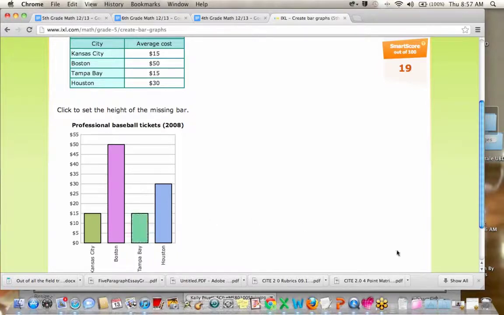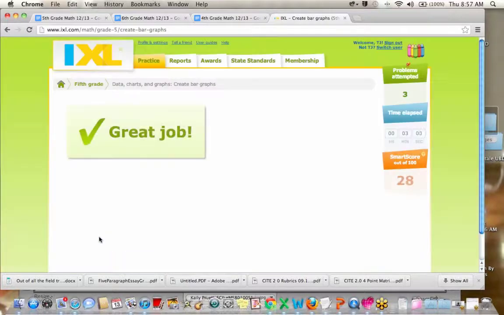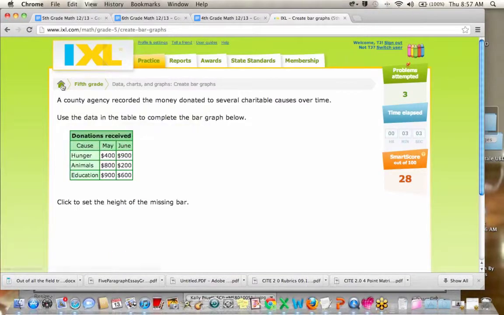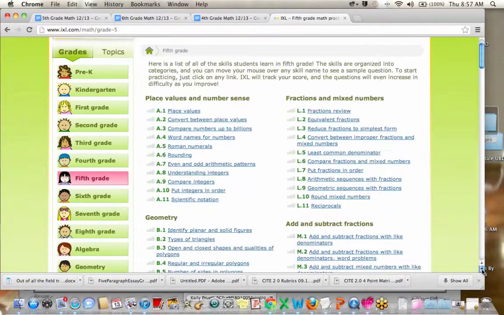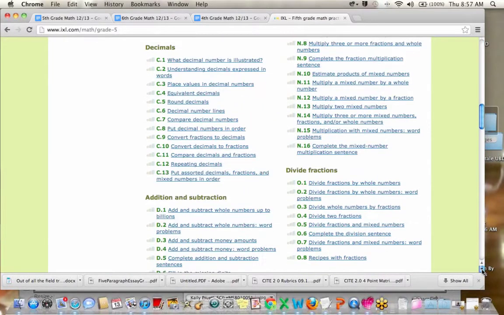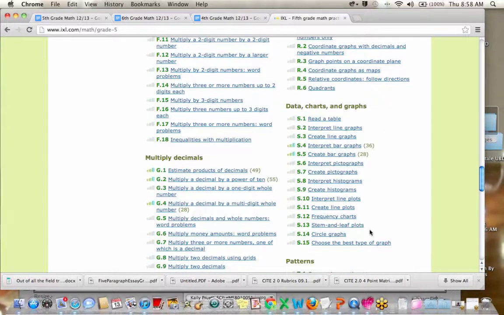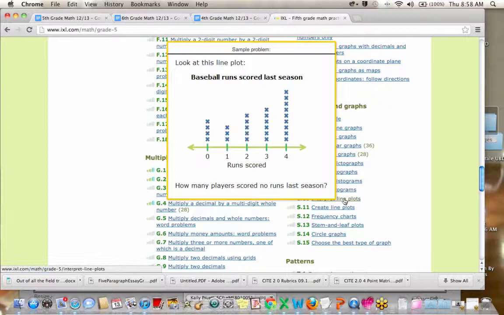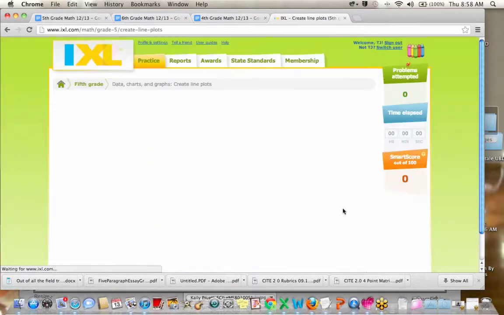Okay. All right. So you guys are showing that you know how to read and create bar graphs. So we'll move on to line graphs. So let's move on. Okay. To practicing some line graphs. That's actually a different type of graph. Let's create them. Okay.